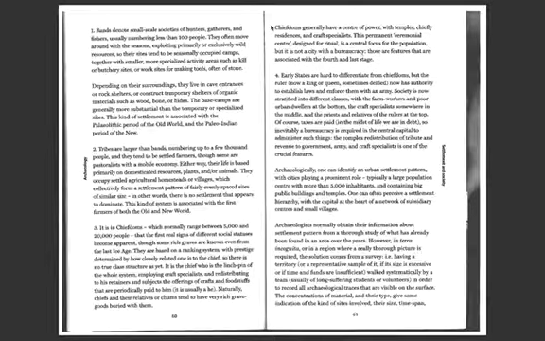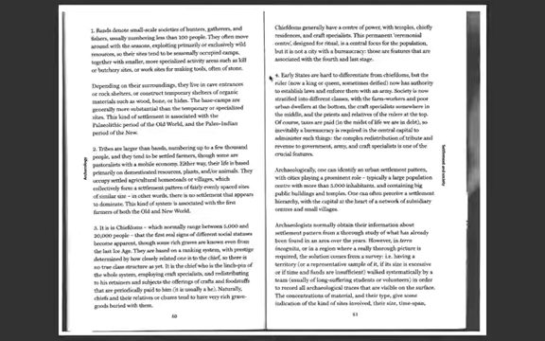Chiefdoms generally have a center of power, with temples, chiefly residences, and craft specialists. This permanent ceremonial center, designed for ritual, is a central focus for the population, but it is not a city with a bureaucracy. Those are features that are associated with the fourth and last stage.